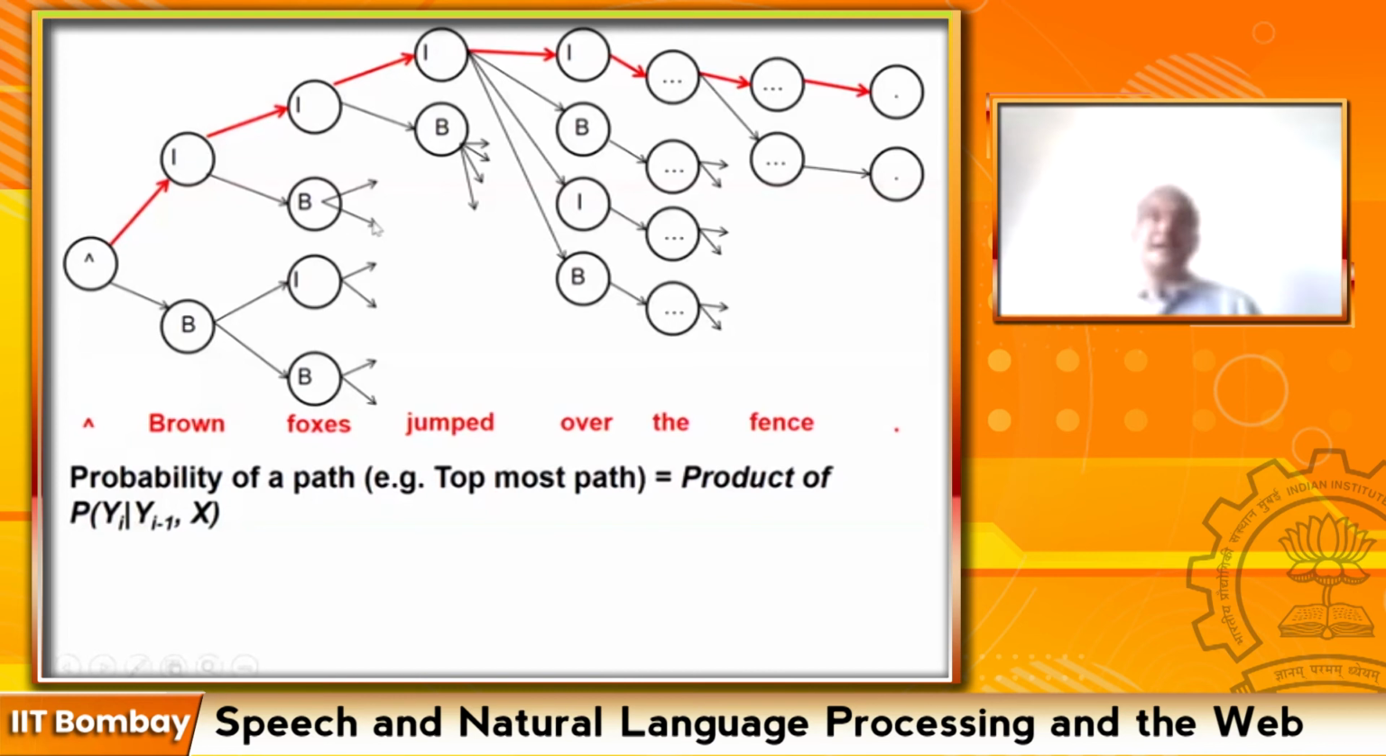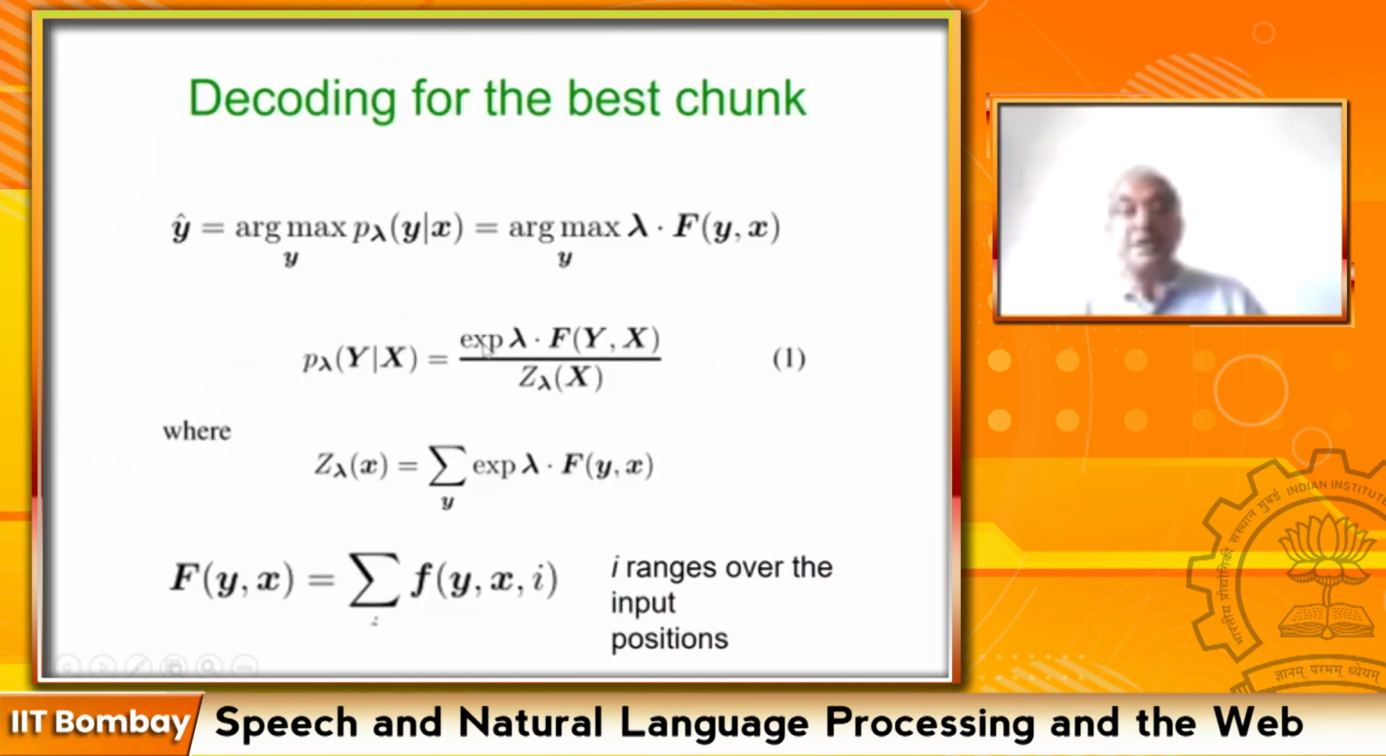The same Viterbi idea. Okay, so now the only question remaining is: what are these arc probability values which control my partial path probability computation? How do I get those probabilities? Hat to B, B to B, B to I. These probabilities come from the mathematical formulation here. The probability will be a function of the weight vector and the feature vector.